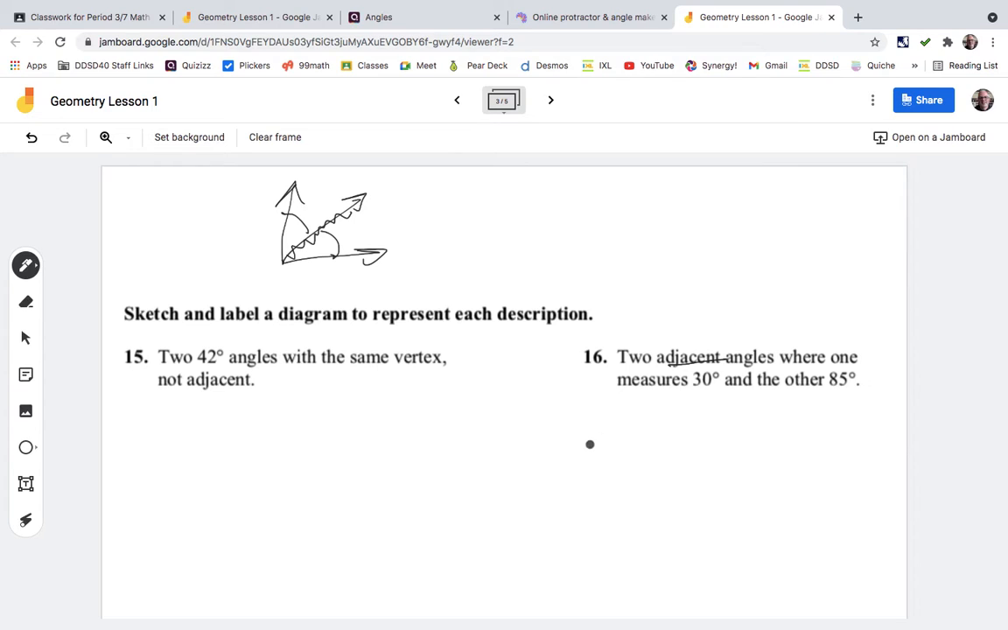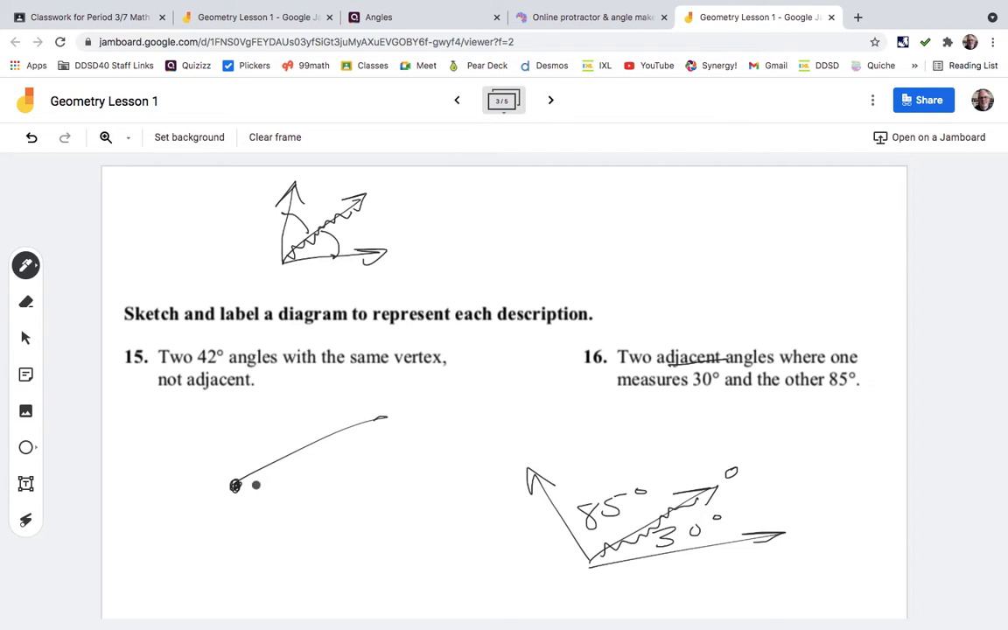So we'll start on this side. We're going to do a 30-degree angle. We don't need to measure it, just about 30 degrees. And then this becomes my 0. And I'm going to make it about like that and call this 85 degrees. So these are adjacent because they share that ray. They share part of an angle. Here, they're just going to share the vertex.